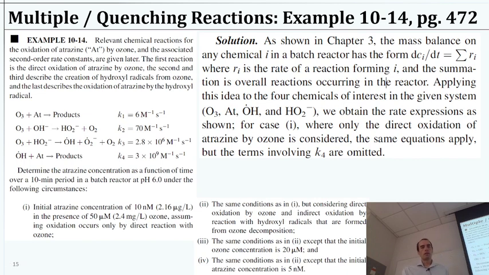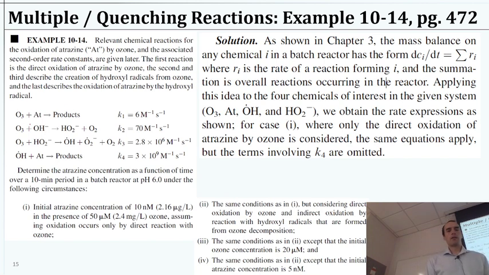Okay, I want to draw your attention to this example. We're not going to work it, but it's a good example of how we would need to combine our reaction rates and deal with them if we were to really characterize multiple reactions all at the same time. So I'm going to read through the example and then show you a few highlights of the solution here. Example 10.14, page 472 of the book, says: relevant chemical reactions for the oxidation of atrazine by ozone and the associated second order rate constants are given later. The first reaction is direct oxidation of atrazine by ozone. The second and third describe creation of hydroxyl radicals from ozone, and the last describes the oxidation of atrazine by the hydroxyl radical. So first, it's a direct reaction.